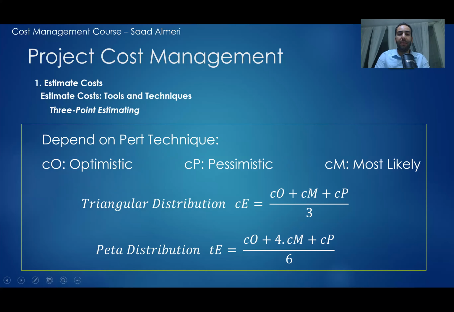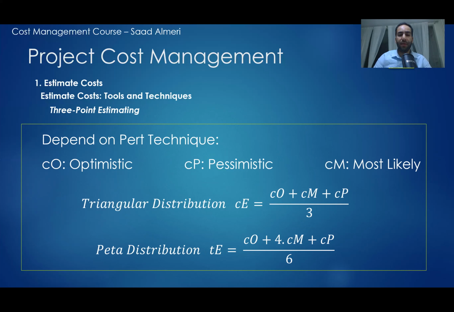There will be people that are too optimistic and give maybe lower numbers for the cost of this activity. And there will be people that are pessimistic and give higher estimates for this. And between them, there are different people that give the most likely estimate.